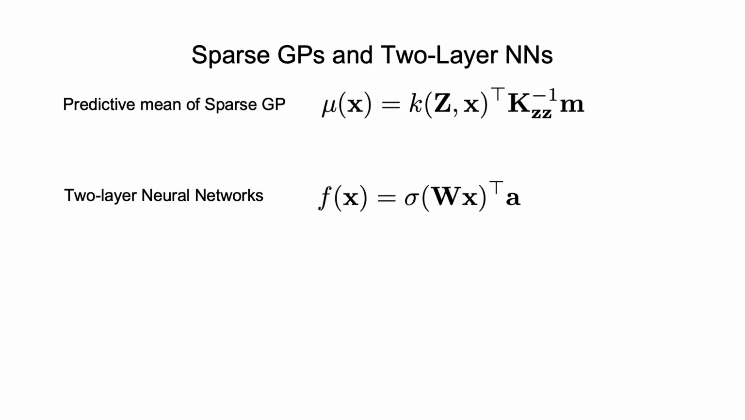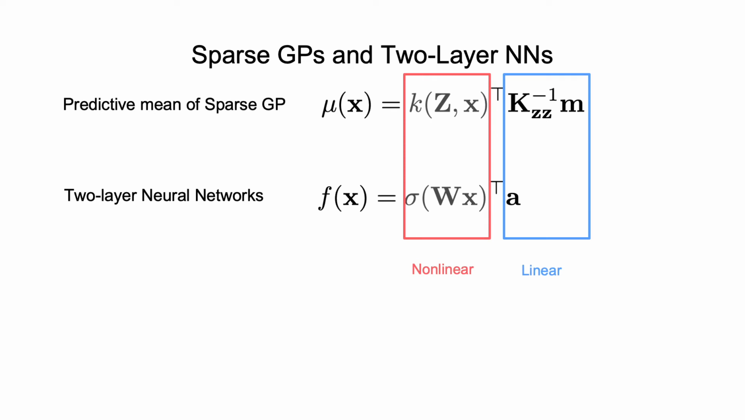So what's the connection between a sparse GP and a neural network? Let's look at their formulations. The predictive mean of a sparse GP can be written as a product of k_zx with a vector, which is k_zz inverse times m. And the two-layer neural network can be written as a product of the activation of the first layer outputs with the second layer weights. We actually observe a similar structure here. The left term is a nonlinear transformation of x, and the right term is linear coefficients.